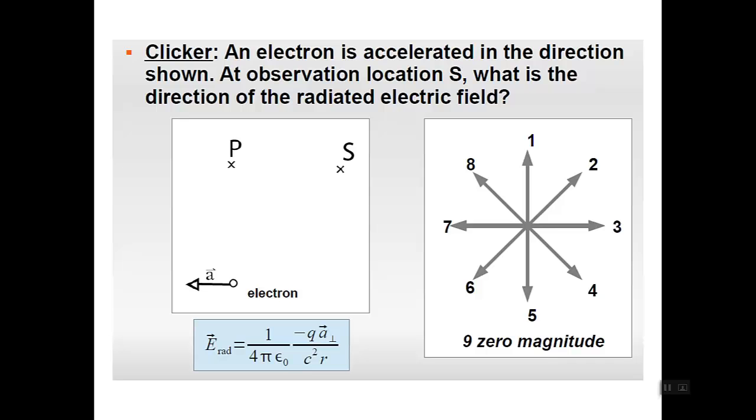Here we have an electron that is accelerated in the direction shown. At observation location S, what is the direction of the radiated electric field? Stop the video and try to answer this on your own before continuing.